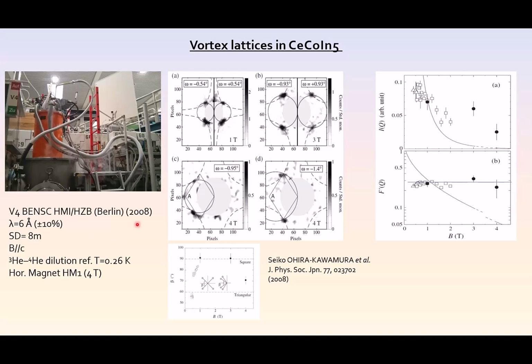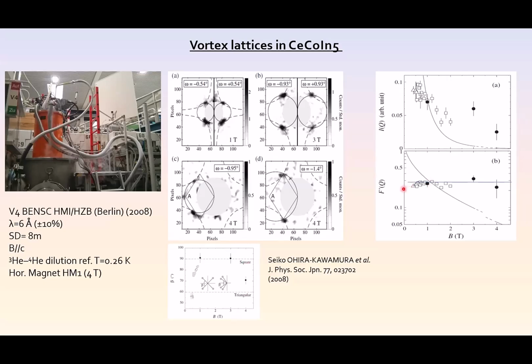So what we observe with symmetry of these spots from vortex lattices was square. You see 4 spots, at 1 Tesla, 3 and 4 Tesla, and after at 4 Tesla, it changes a little bit from square to rhombic. You see these angles, beta angles between these spots. At 4 Tesla, it becomes rhombic.